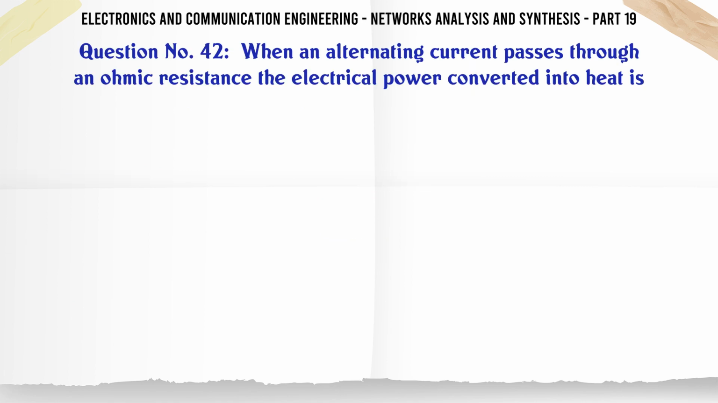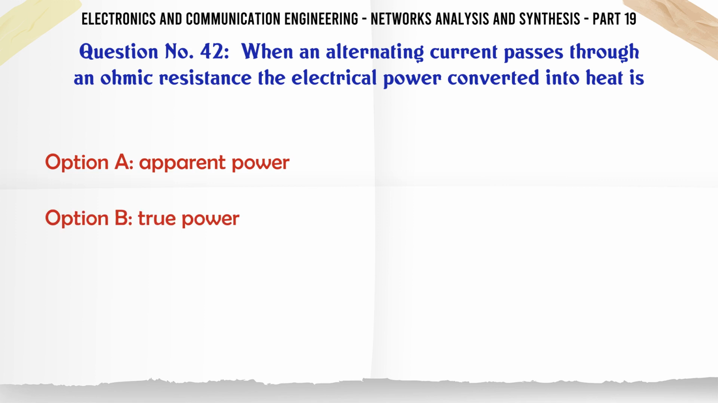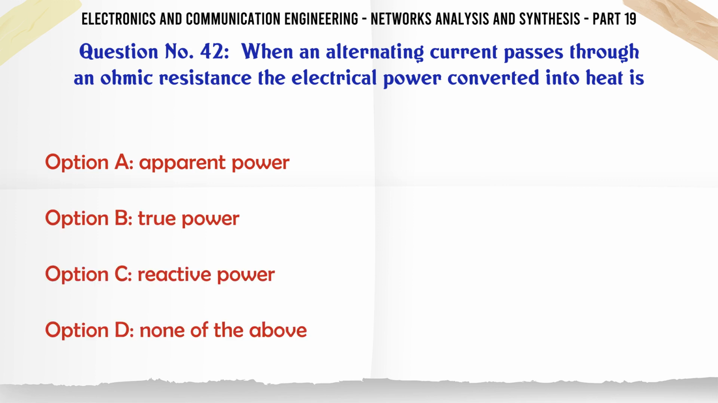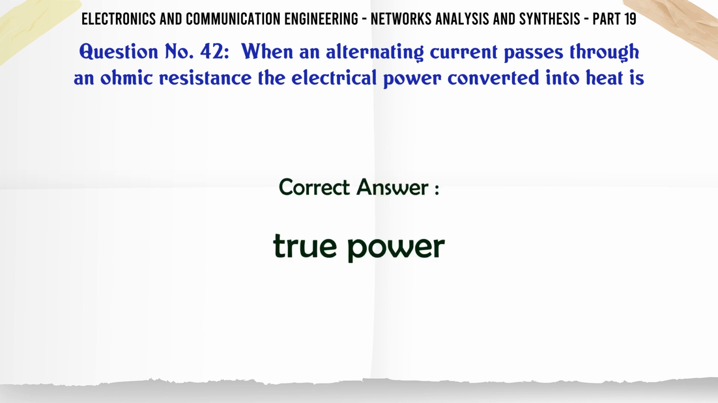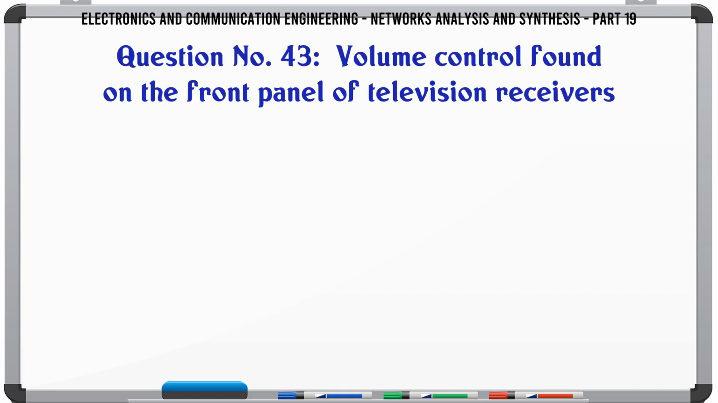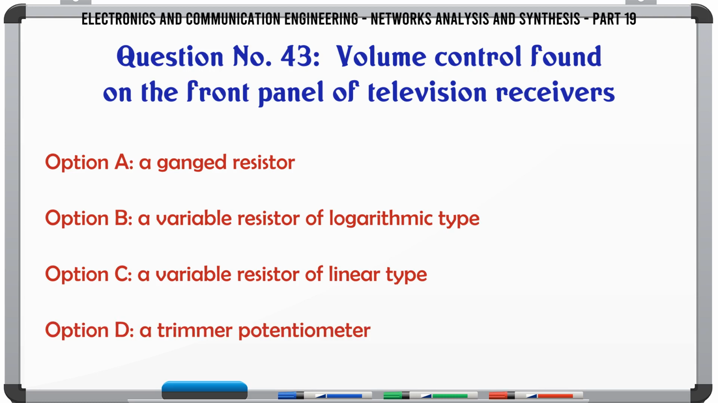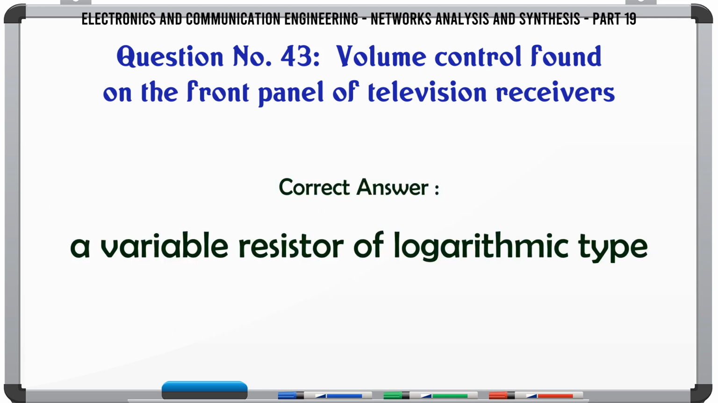When an alternating current passes through an ohmic resistance, the electrical power converted into heat is A. Apparent power. B. True power. C. Reactive power. D. None of the above. The correct answer is true power. Volume control found on the front panel of television receivers is A. A ganged resistor. B. A variable resistor of logarithmic type. C. A variable resistor of linear type. D. A trimmer potentiometer. The correct answer is a variable resistor of logarithmic type.